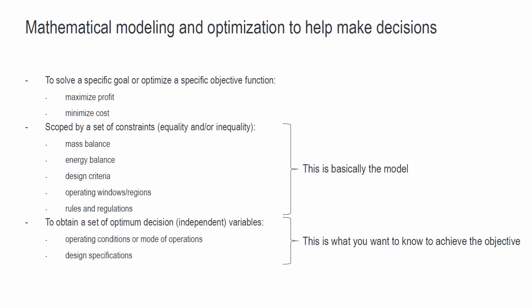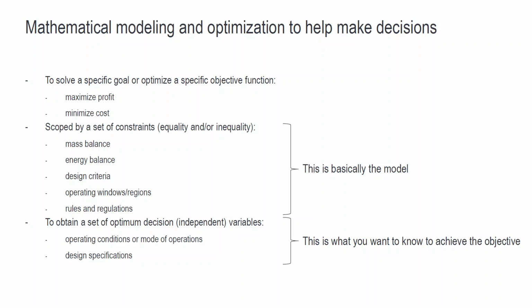So equality constraints, at least in my understanding, is more like if we have a mass balance. What comes in should be equal to what comes out, right? So that's a simple equality constraint. The same goes with the energy balance. And then some design criteria, it can also be either equality or inequality.